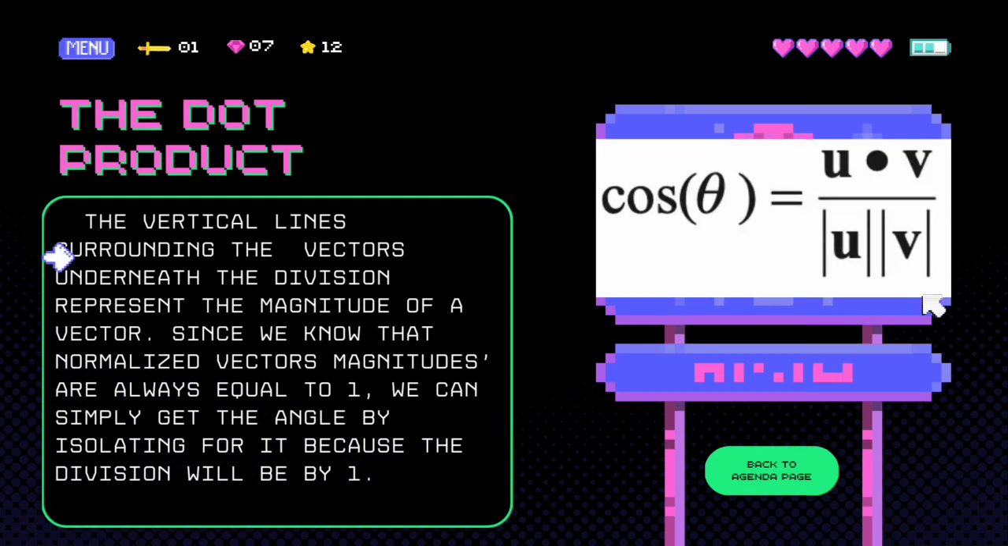So, my third point is the dot product. What is the dot product? The vertical lines surrounding the vectors underneath the division represent the magnitude of a vector. Since we know that normalized vector magnitudes are always equal to 1, we can simply get the angle by isolating for it because the division will always be by 1.